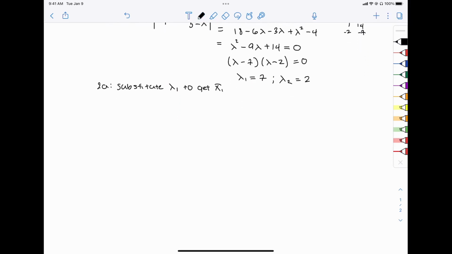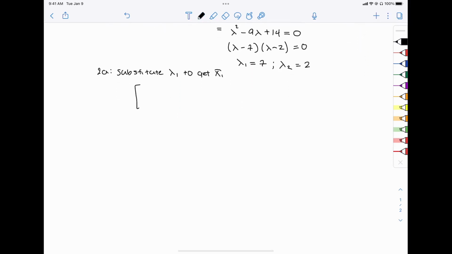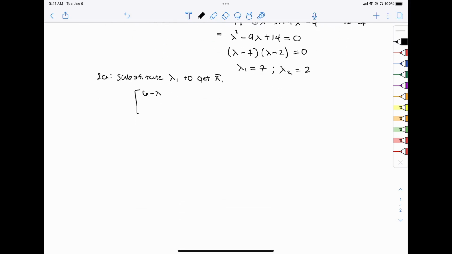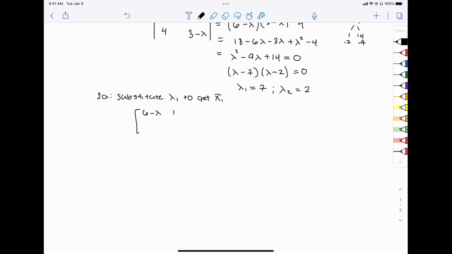Okay. And then we do that by taking 6 minus lambda, 1, 4, 3 minus lambda, and then we have x1, x2 equals our 0 vector. I think probably like that.